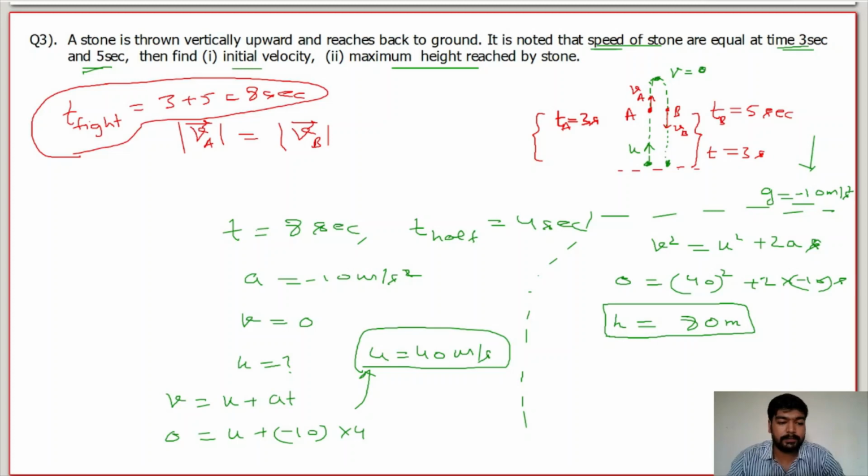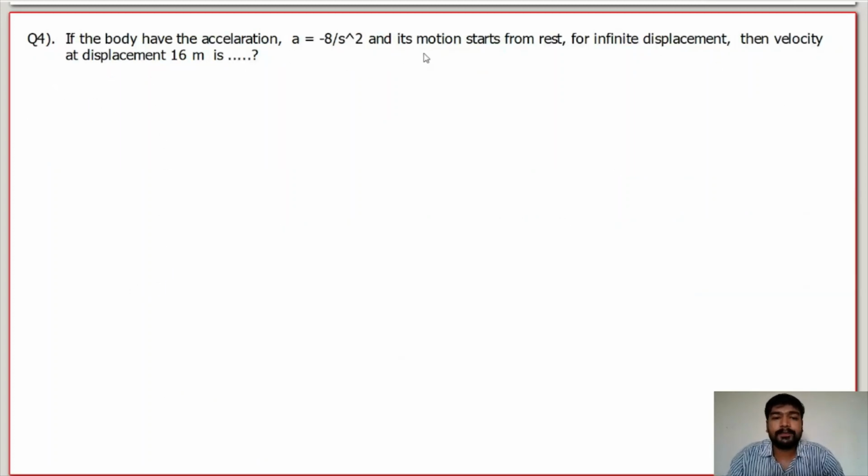So let's move further. This is our fourth question. Let's see what the question says. If the body has acceleration given, and its motion starts from rest, that means the initial velocity of the body is 0, and the body is moving with acceleration minus 8 upon s square, where s is displacement. Okay, if the body is moving for infinite displacement, then what is the velocity at displacement 16 meter?